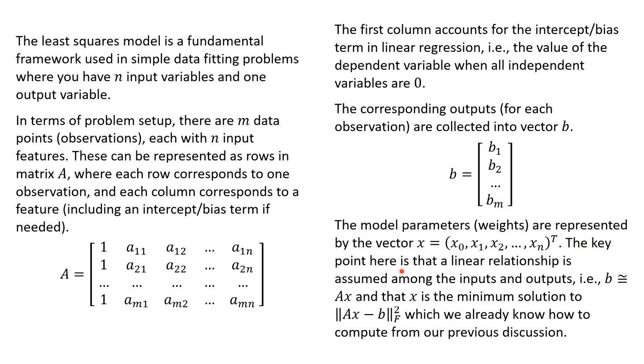The key point here is that a linear relationship is assumed among the inputs and outputs. In other words, b is approximately equal to A times x, and x is the minimum solution to our least squares problem, using the Frobenius norm, which we already know how to solve for. So let's put this into practice and look at a particular example.